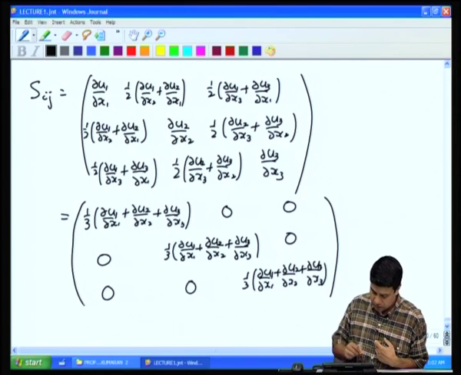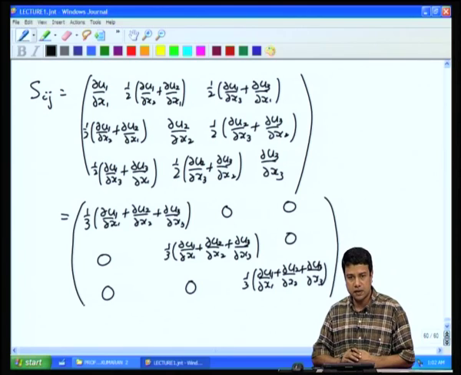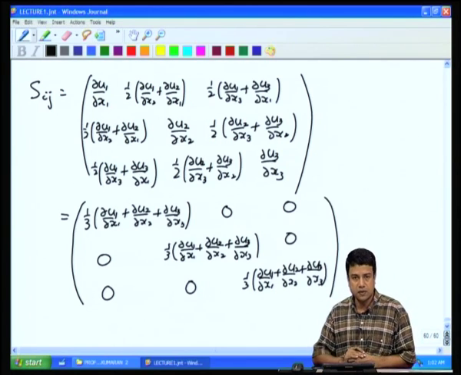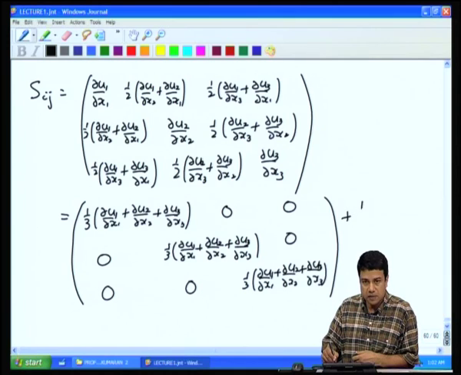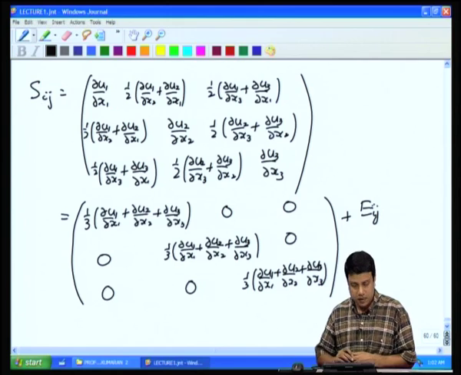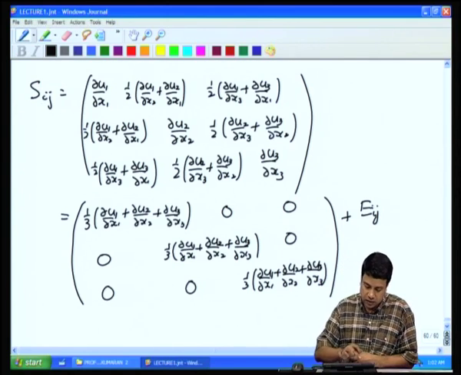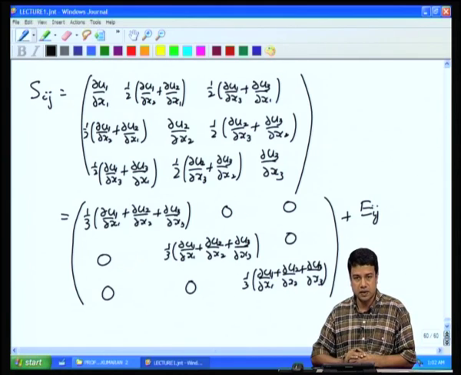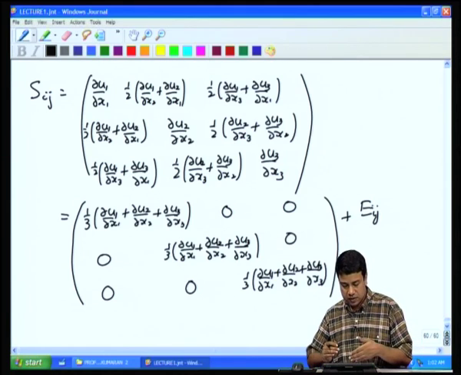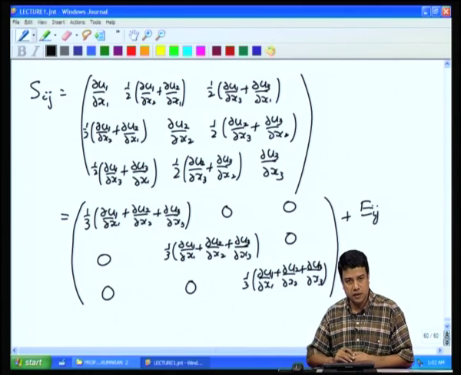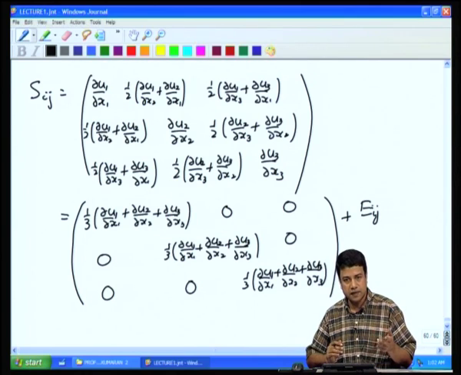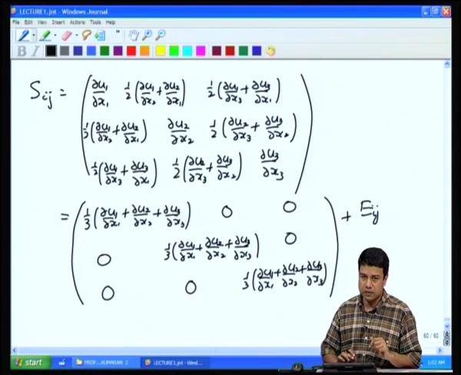This is what is called an isotropic matrix. It is proportional to the identity matrix. The diagonal terms are all equal, off diagonal terms are all 0, plus a second matrix which I will call Eij. Note that the sum of the diagonal elements of this isotropic matrix is identical to the sum of the diagonal elements of the symmetric matrix. So, if I subtract this from the symmetric matrix, the sum of the diagonal elements of that matrix will be identically equal to 0.